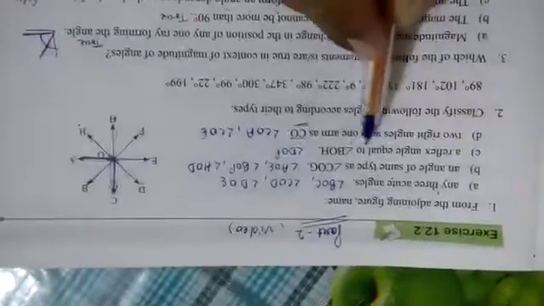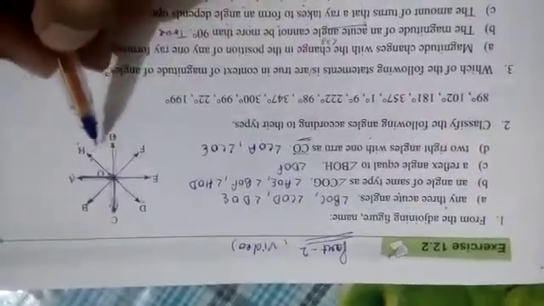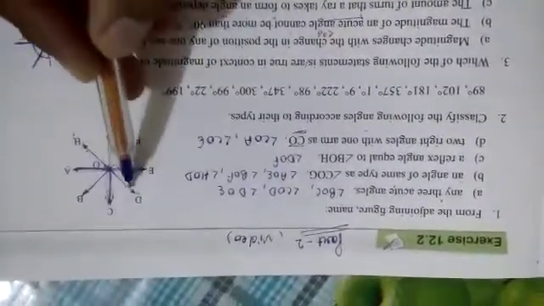Next, a reflex angle equal to angle BOH. BOH is a reflex angle. They said equal to this angle. Vertically, this angle and this angle are both equal. So DOF is equal to this.